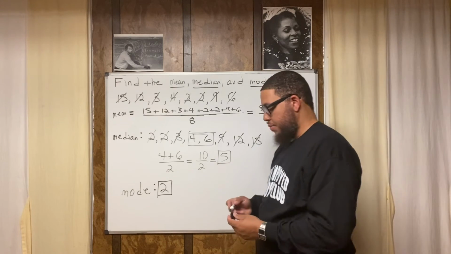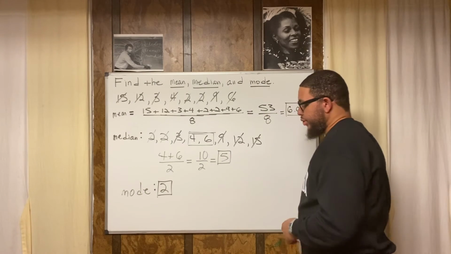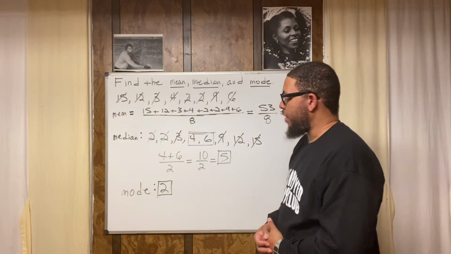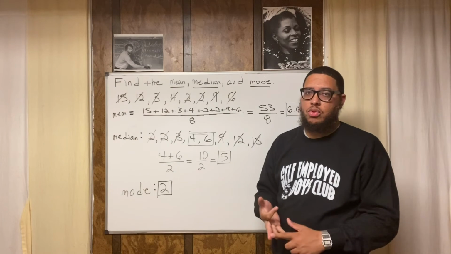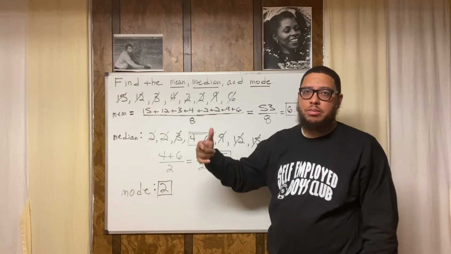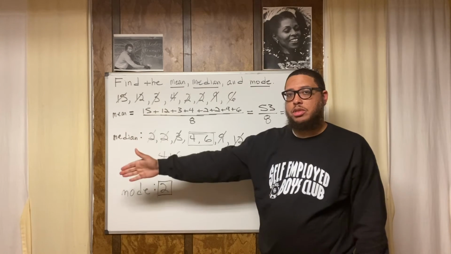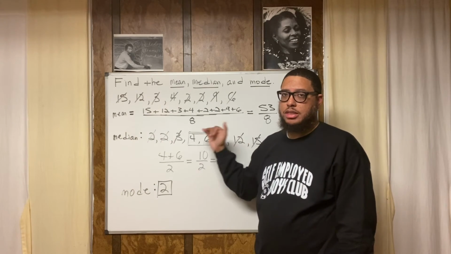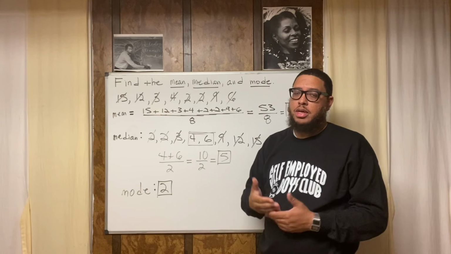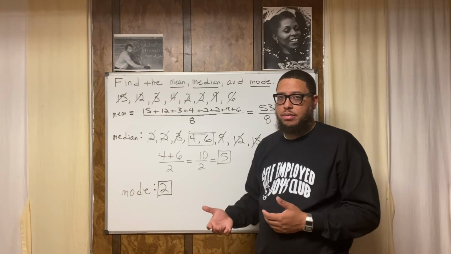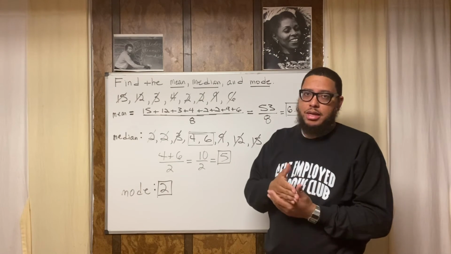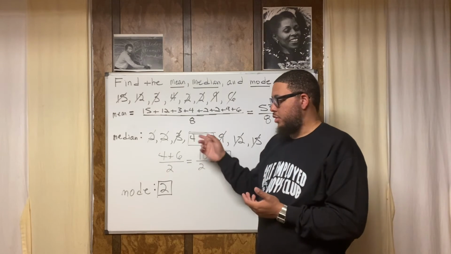All right. So that's basically just a quick little review of how to find the mean, median, and mode. To find the mean, you add up all the numbers and divide by the number of numbers. To find the median, you put all the numbers in order, either from least to greatest or greatest to least, and you find the middle number. If there's an odd number of data, then the middle number is going to be right smack in the middle, right? You can just count until you get to it.